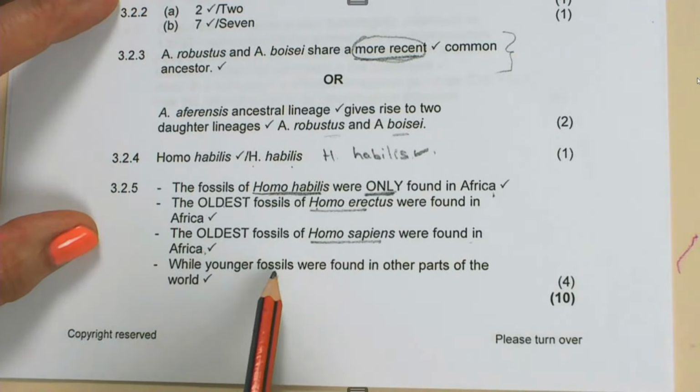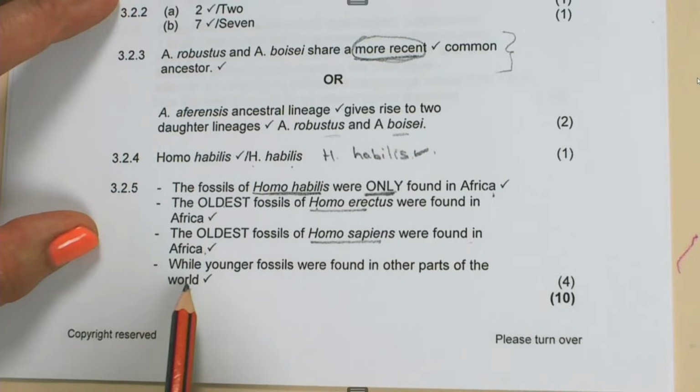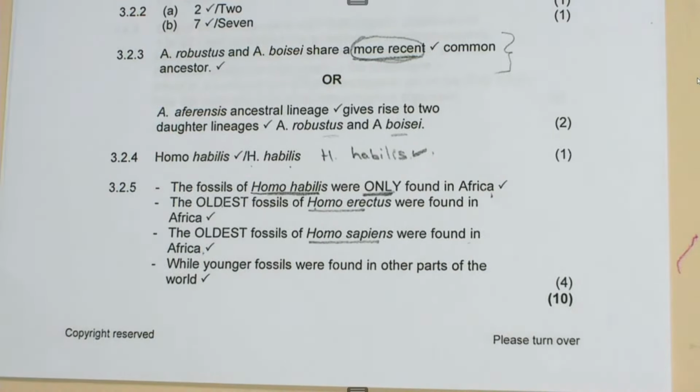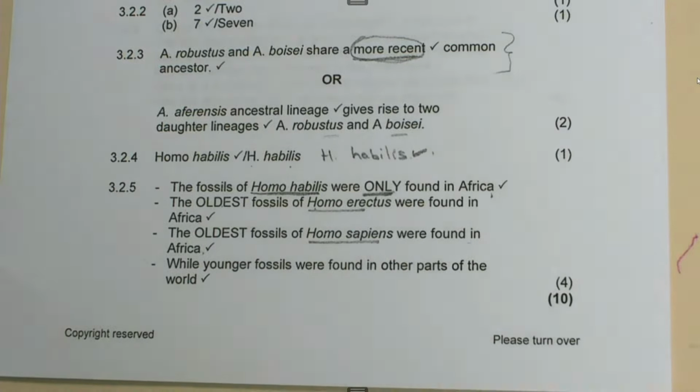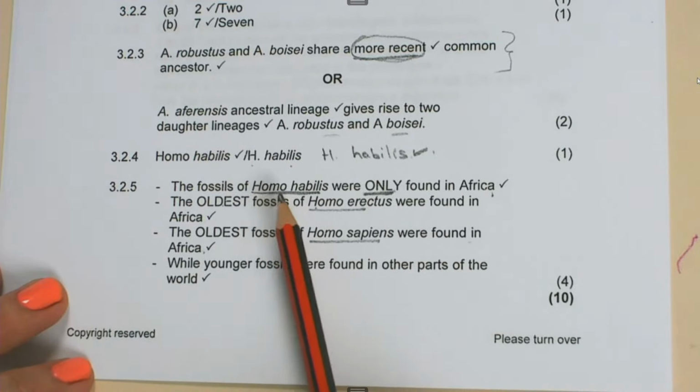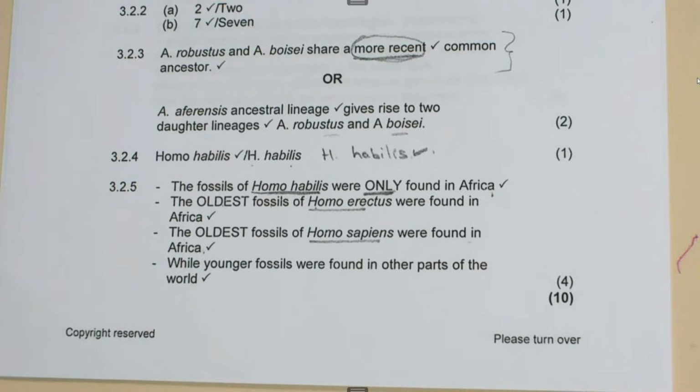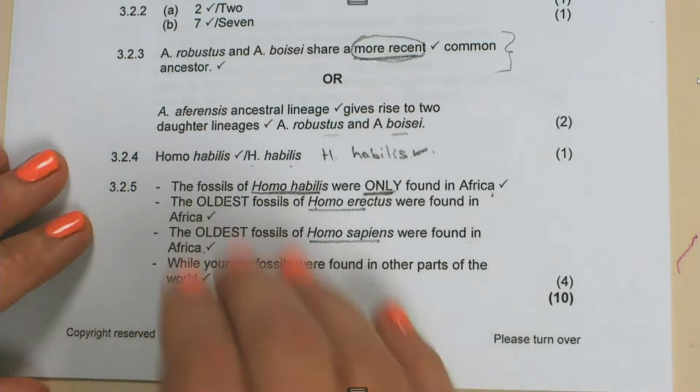While younger fossils were found in other parts of the world. So younger fossils are found in other parts of the world, implying that because the older ones are found in Africa, that is why we have the out of Africa hypothesis. This is actually stipulated in the exam guidelines just like that. So try and emphasize this to the learners and explain to them. In this case, they just want you to refer to the genus Homo and how Homo fossils contribute to the out of Africa hypothesis.